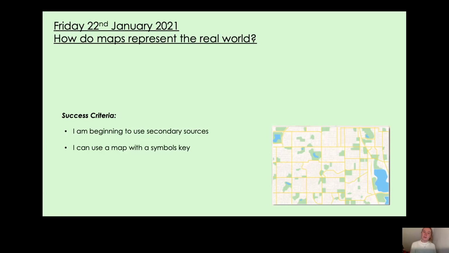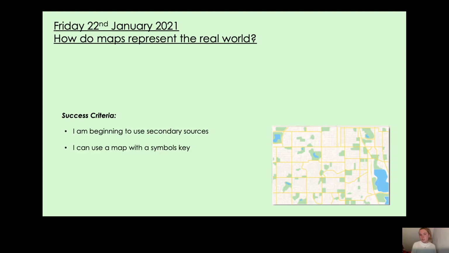Now, this week, we're going to be looking at how maps represent the real world. So how is everything around us that we see every day shown on a map? And by the end of the lesson, you'll be able to look at a map and identify the different features of it, the different things that you can see on the map.